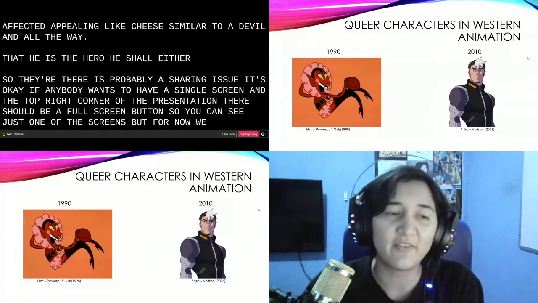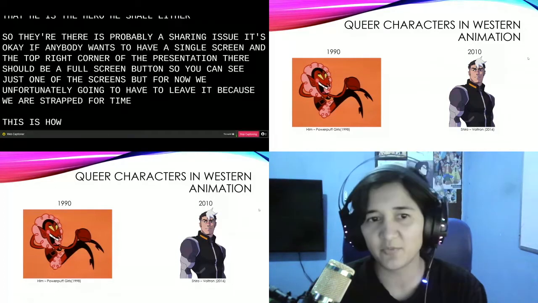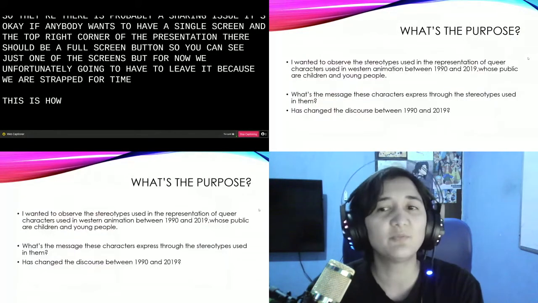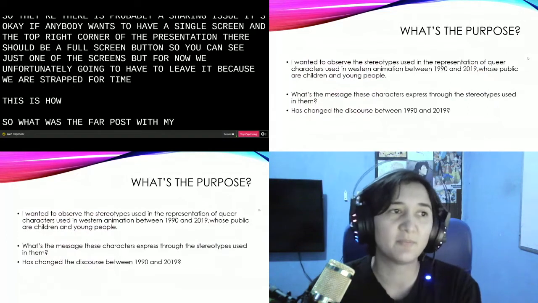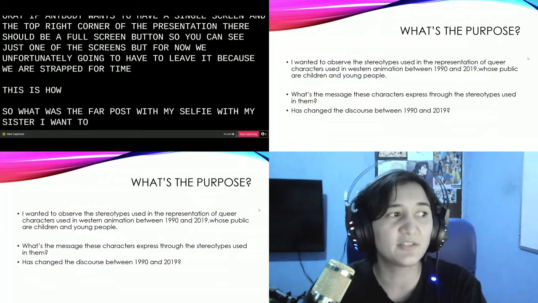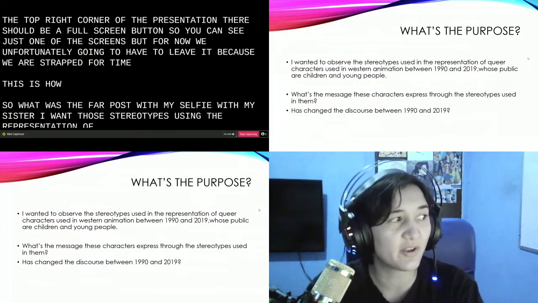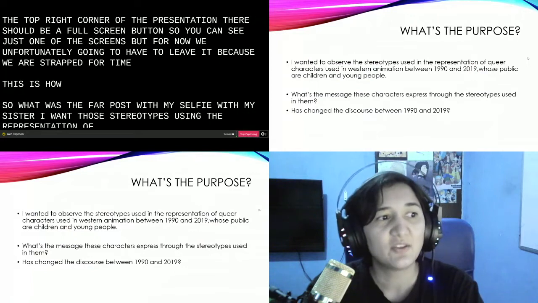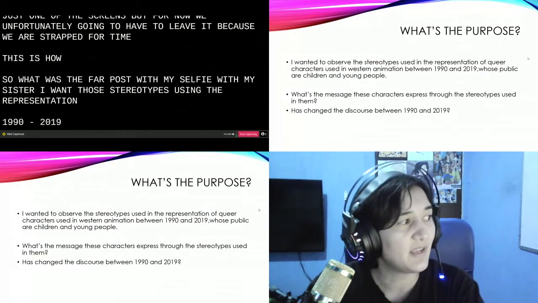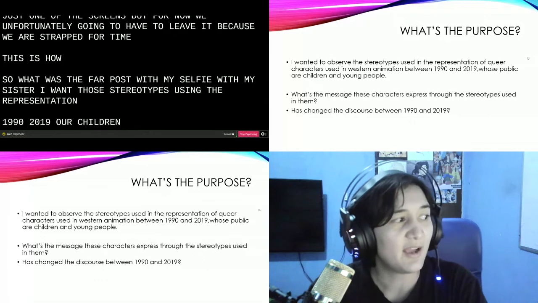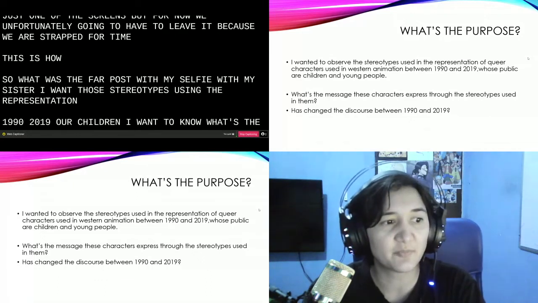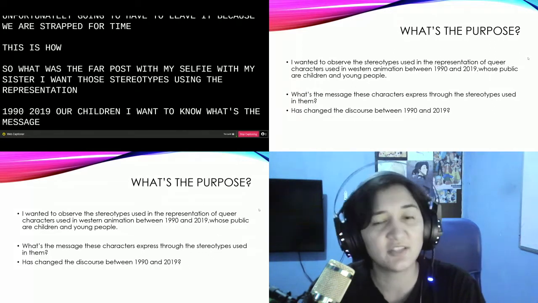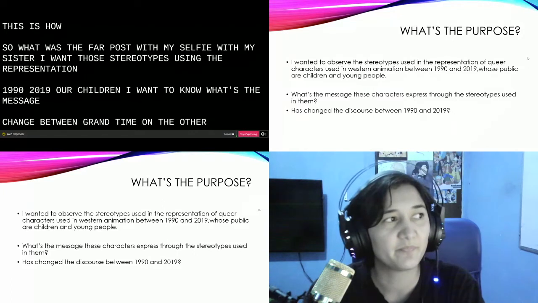this is how the characters have changed with time. In one part we have villains, and in the other part we have the hero. So what was the purpose of my thesis? I want to observe the stereotypes used in the representation of queer characters in Western animation between 1990 and 2019, whose public are children and young people. I want to know what message these characters express through the stereotypes used in them, and if the discourse has changed between one time and the other.